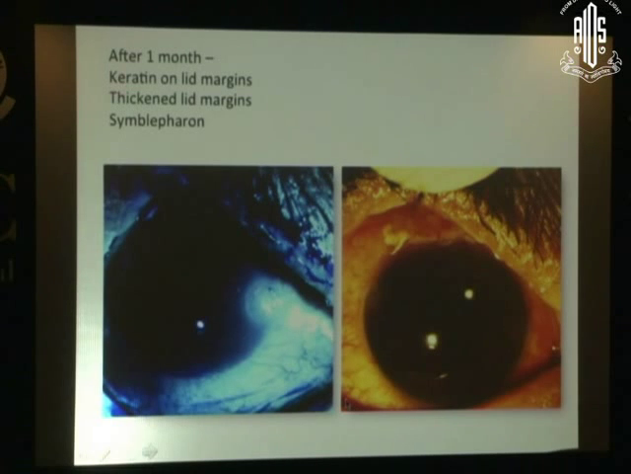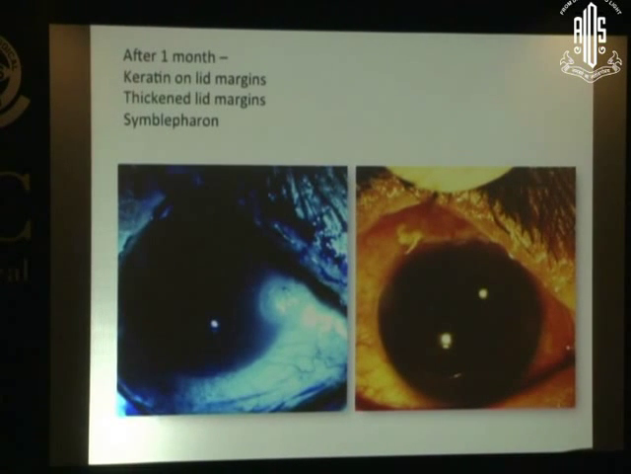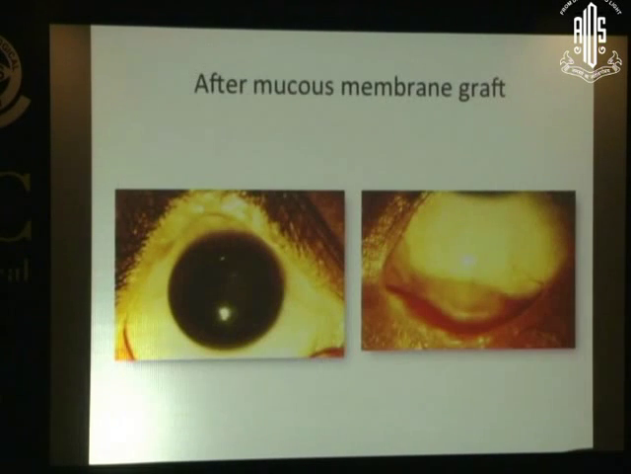So when you see ocular surface disease secondary to SJS, always look for lid margin keratinization. You may not always have frank keratin plaques on the margin, but if you look carefully, the posterior lid margin will be distorted and you'll see an overgrowth of the keratinized epithelium onto the conjunctival surface. So she did very well after a mucous membrane graft in both the eyes to the lid margins.